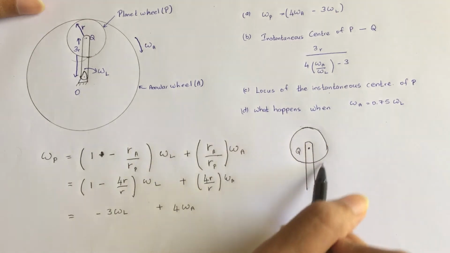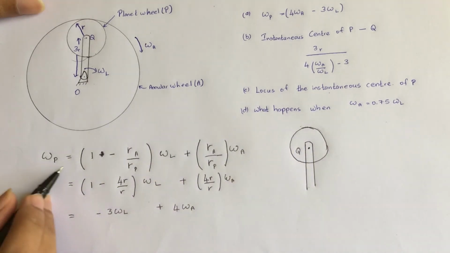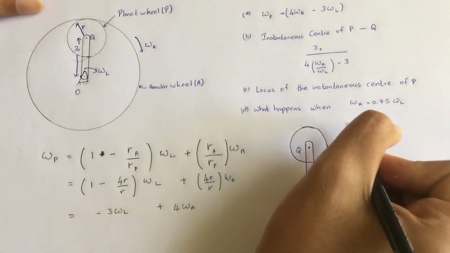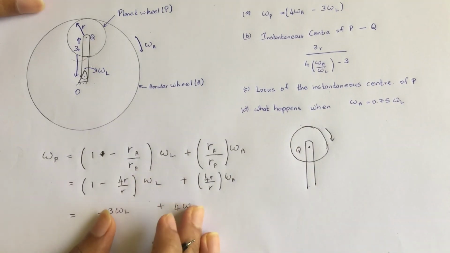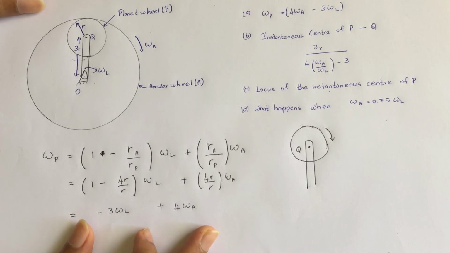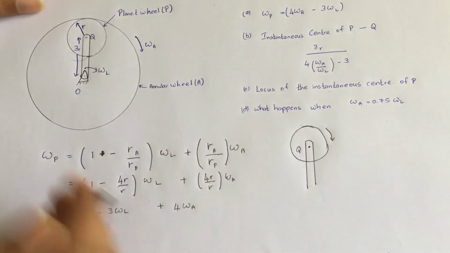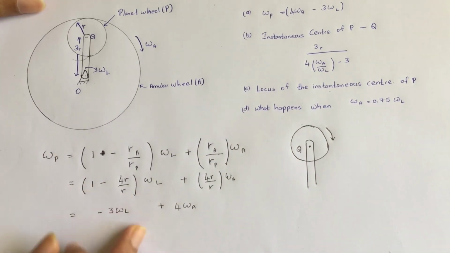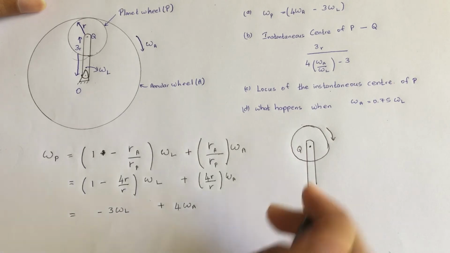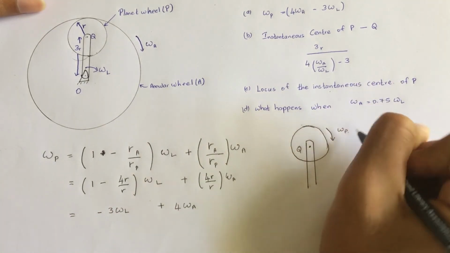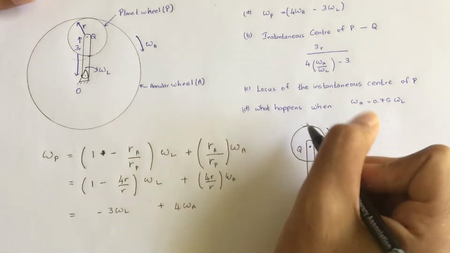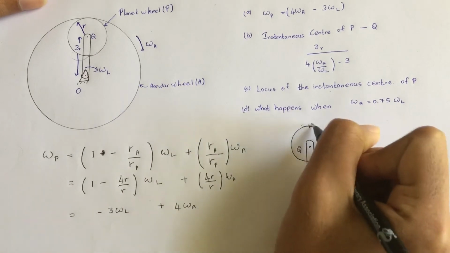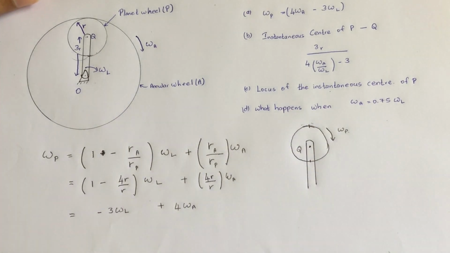If I consider this part, as I have already found, the omega P is going to be in this direction, let's say positive. Surely we don't know, but we can assume because we don't know the values for those things. So let's say it's in this direction, omega P. The next thing is we need the velocity at this point.